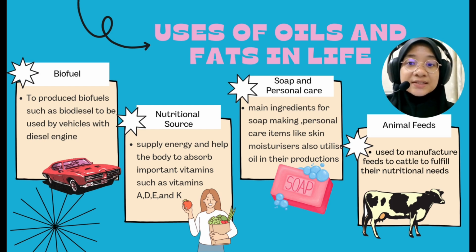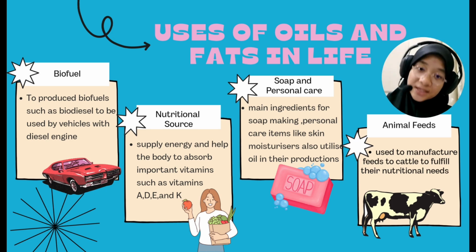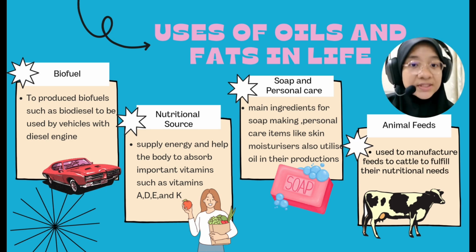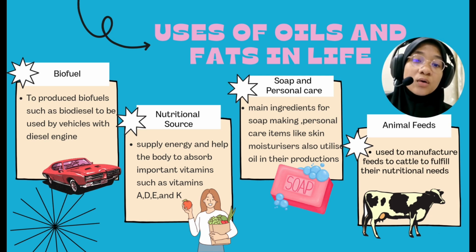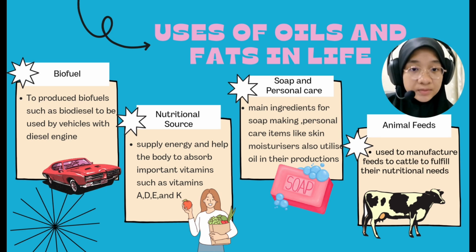First, it is for biofuel. Oils are used to produce biofuels such as biodiesel to be used by vehicles with diesel engines. Second, it can also be a nutritional source for humans. It supplies energy and helps the body absorb important vitamins such as vitamins A, D, E, and K. Third, oils and fats are used to make soap and personal care products. It is the main ingredient for soap making. Personal care items like skin moisturizer also utilize oil in their production. And lastly, oils and fats are used for animal feeds. It is used to manufacture feeds for cattle to fulfill their nutritional needs.